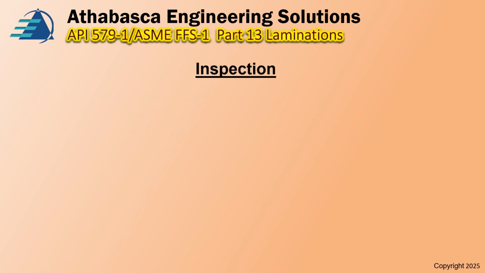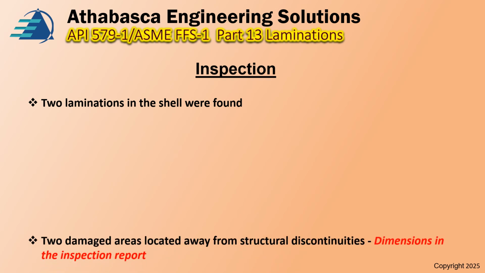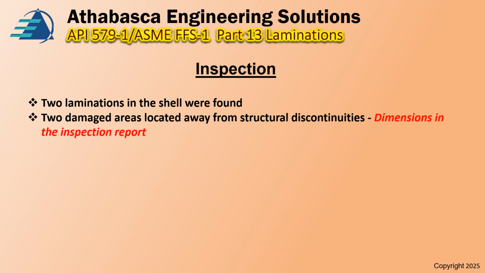Inspection team found for us that there are 2 laminations in the shell. They found that the 2 damaged areas were located away from structural discontinuities, and in episode 1 we talked quite a bit about structural discontinuities. They've indicated in the inspection report how far it is, which is acceptable.